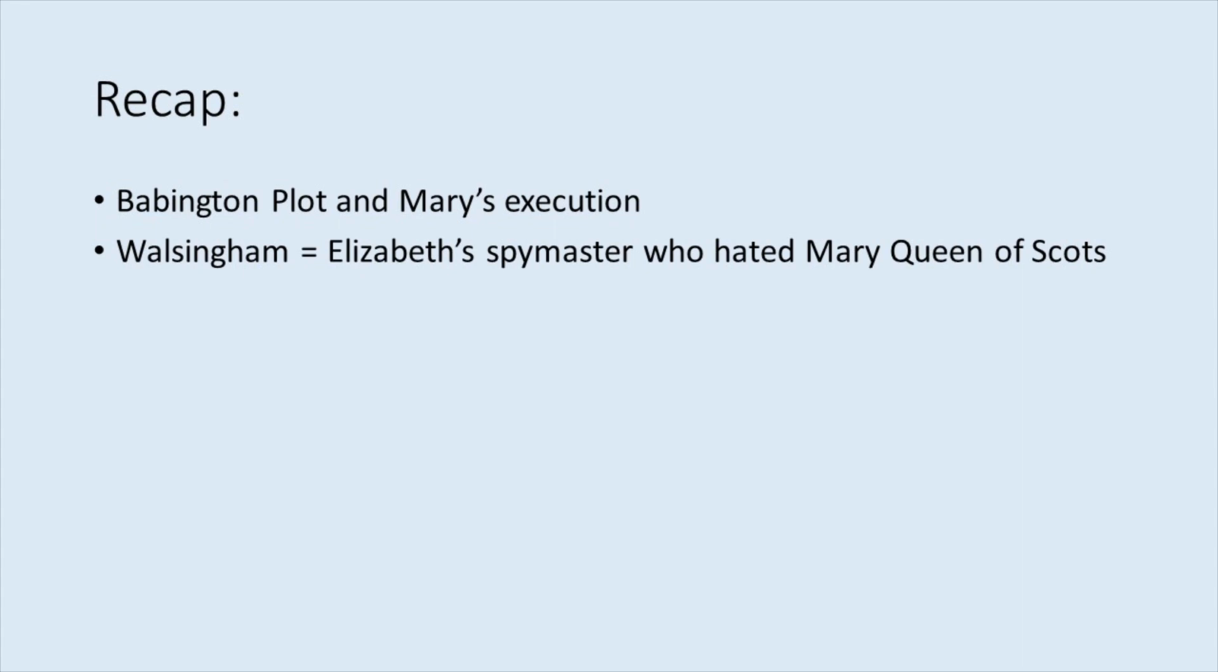So let's recap what we've done so far. Today, we've looked at our final plot and how it led to Mary Queen of Scots' execution in 1587. Walsingham, Elizabeth's spymaster, had been trying to find the evidence against Mary for years, but had never before managed to prove that she'd been guilty of treason. The letters uncovered in the Babington plot finally gave him the evidence he needed to ensure her execution would finally take place. With her execution, there was now no way that Mary Queen of Scots could ever replace Elizabeth as the Queen of England. That threat had now finally been removed.